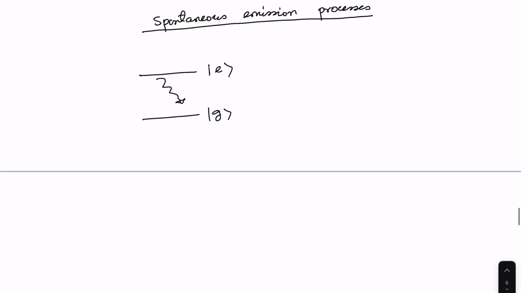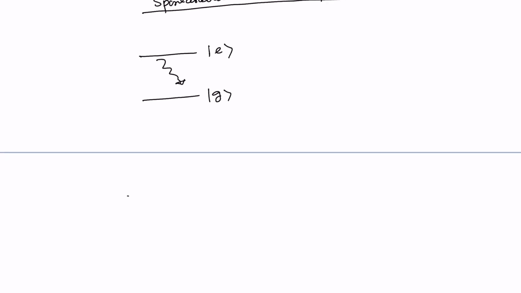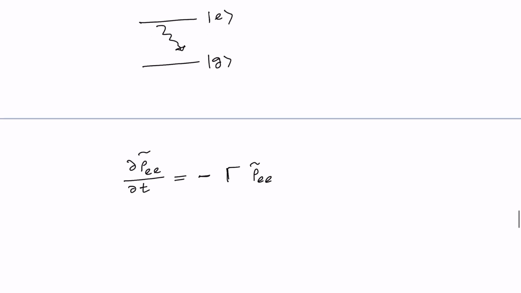This process can be incorporated into the density matrix equation as follows. What we can do is write these equations for the density matrix element describing the population of the excited state. Its time evolution, in the absence of interaction, we can write by this equation. As you can see, this is a rate equation and is a decay equation. A term minus capital gamma is there, and gamma is the decay rate of the excited population, and this population is going over to the ground state.